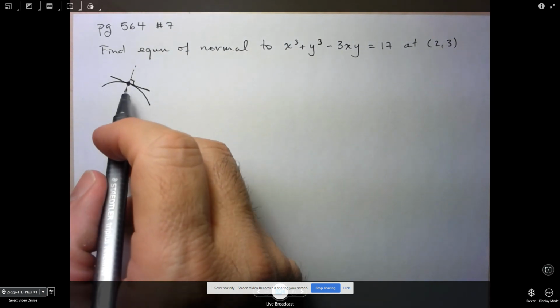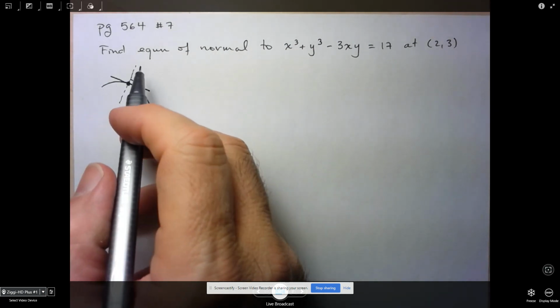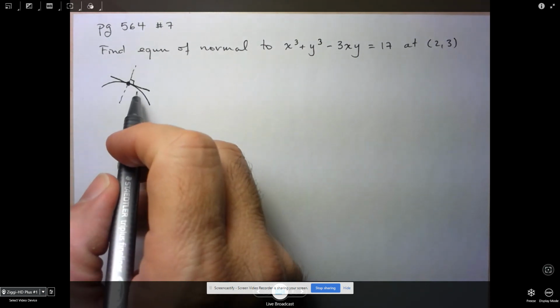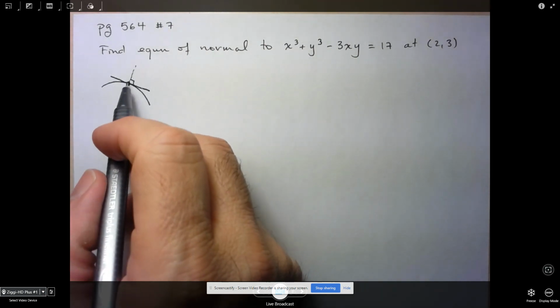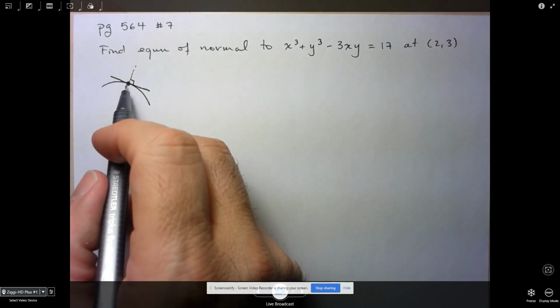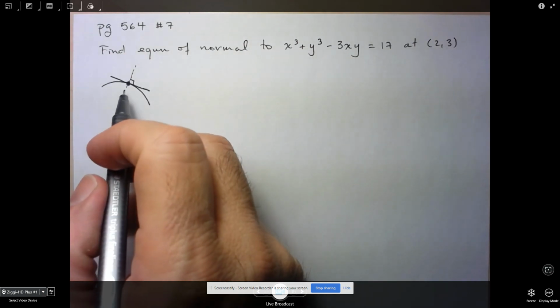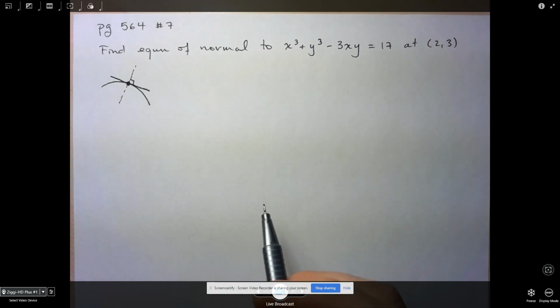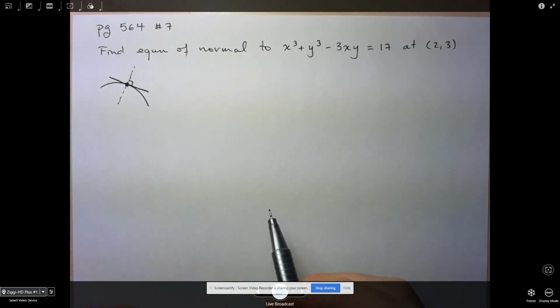Now, you might be wondering, why might I be interested in the normal line? Well, one example would be if this represents the shape of a mirror. We know that we need the normal line to help determine how light reflects around that point. All right, so let's take a look at solving this problem.